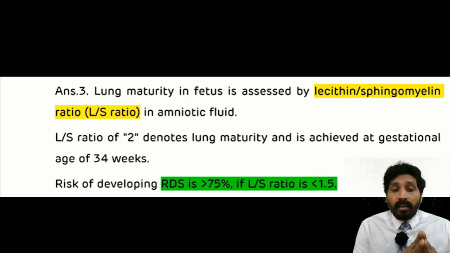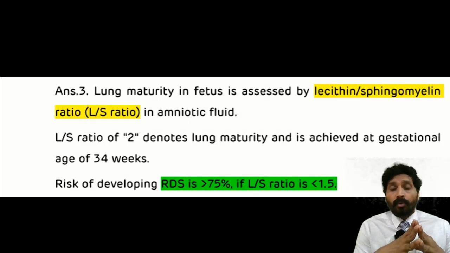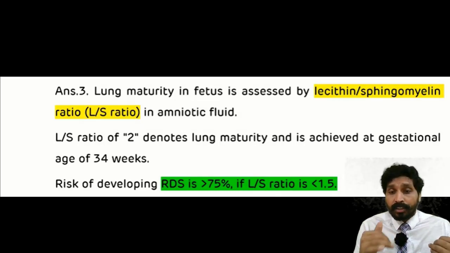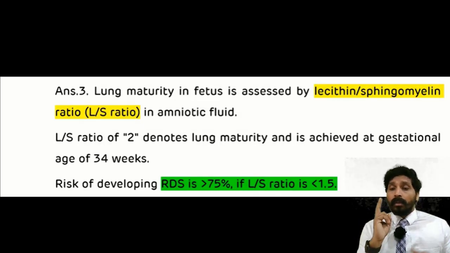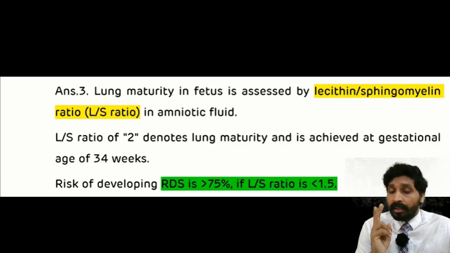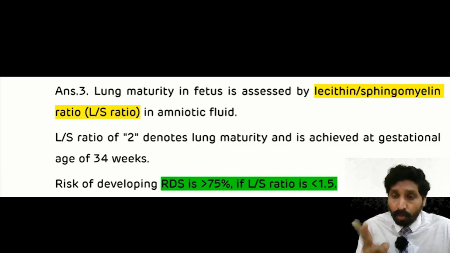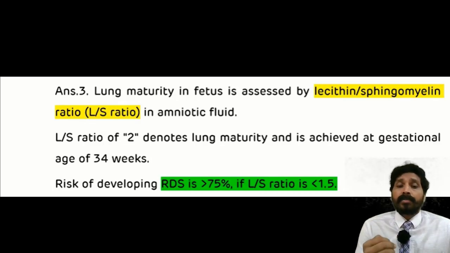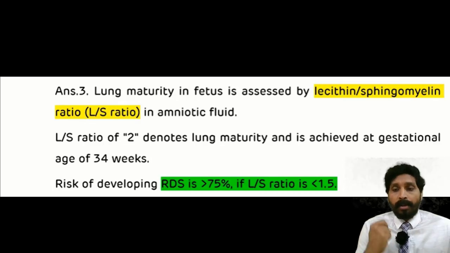And the risk of developing respiratory distress syndrome, about 75% chance, increases if the LS ratio is less than 1.5. So the denominator here is 2. The LS ratio is supposed to be 2 in amniotic fluid. If not, there is a high chance of getting respiratory distress syndrome in the newborn baby.